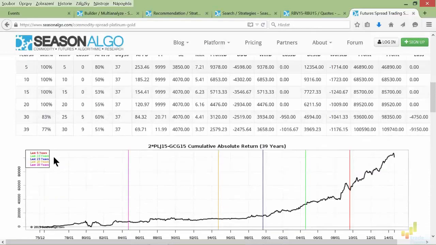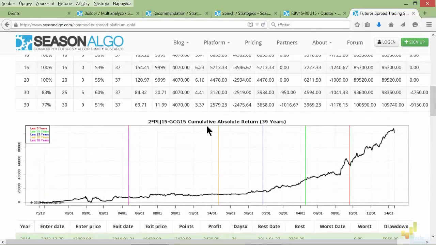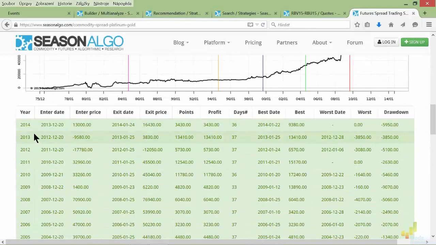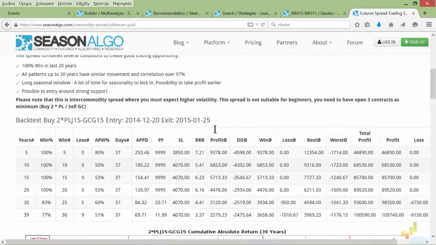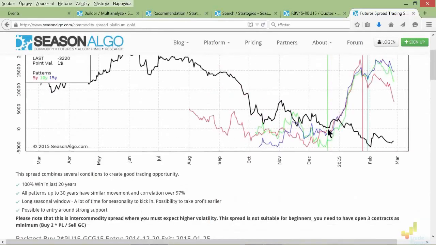And this is the cumulative absolute return. And here we have the results of previous years. So in the previous year, the profit was almost $3,500 per contract. And what happened this year was that here was the beginning of the trading window and it resulted in a loss. So even if the spread had the most perfect results in history, it doesn't mean that it's going to develop the same way this year.